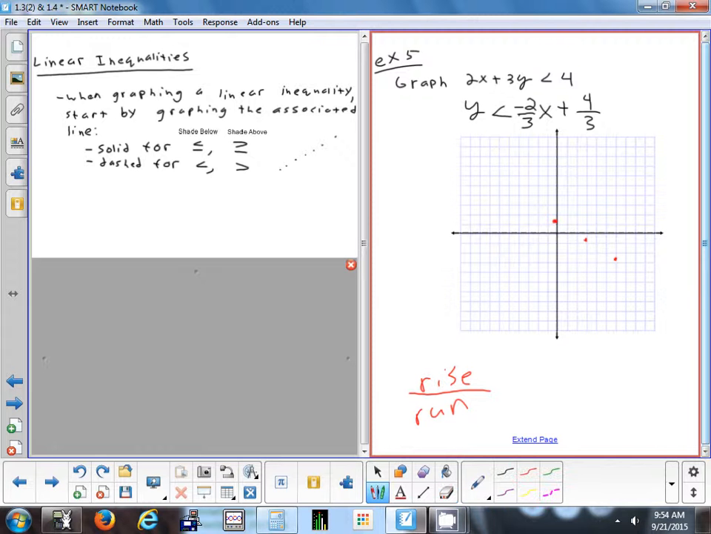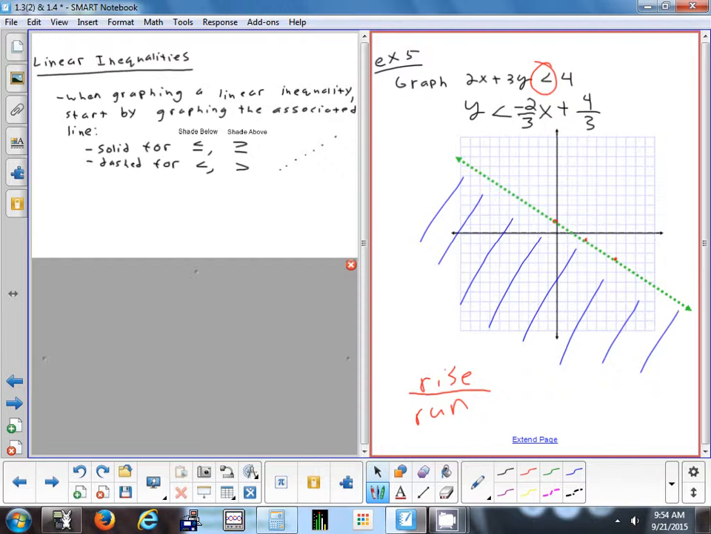Okay, in this case, my symbol is a less than. Is that a solid line or a dashed line? Dashed. Yep, dashed line. Okay, so just put that in. And it's a less than. Less than means I'm going to shade which way? Below. Okay, and that's it. So a little review on slope and inequalities.